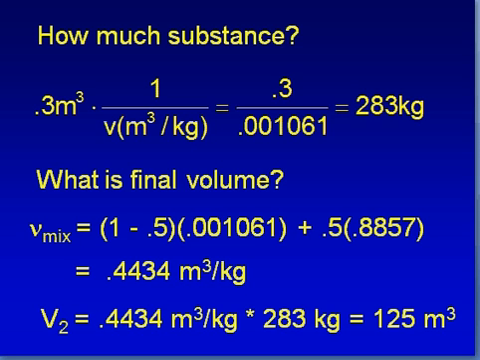All right, so what's the final volume? We calculate that from our quality. We said that half of the liquid was vaporized, so the final quality will be 0.5. So the specific volume of your mixture, you remember how to calculate that: (1 minus x) times Vf plus x times Vg, and that'll give you your volume of the mixture in meters cubed per kilogram. Now you multiply that specific volume times your total mass that we calculated earlier, and you find that the final volume is 125 meters cubed. So it went from 0.3 meters cubed all the way to 125 meters cubed because the gas takes up so much more volume than the liquid.